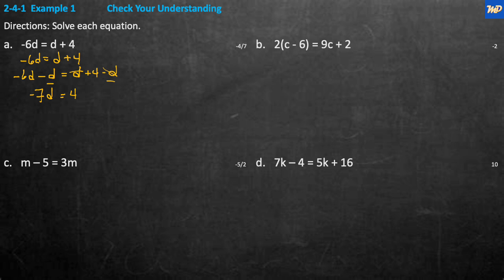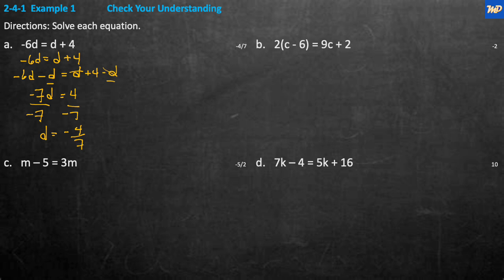So now what does d equal? We're going to divide both sides by negative 7 to get the d by itself with a coefficient of 1. So we divide this side by negative 7 and this side by negative 7. When we do that, we'll have d is equal to negative 4/7. Okay? Okie doke.